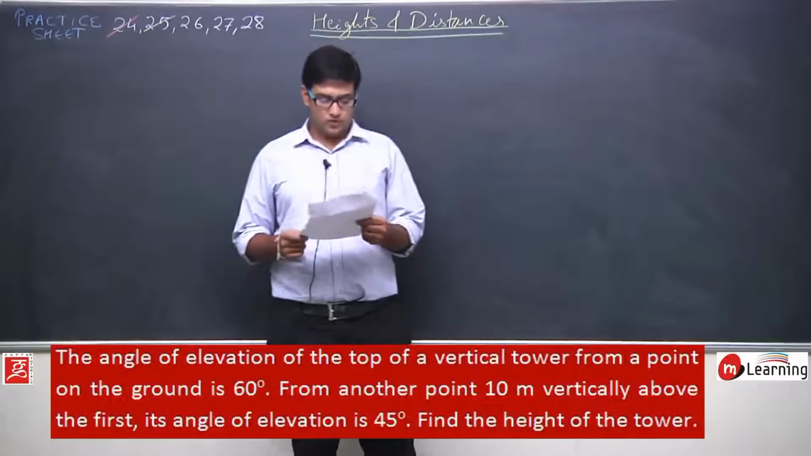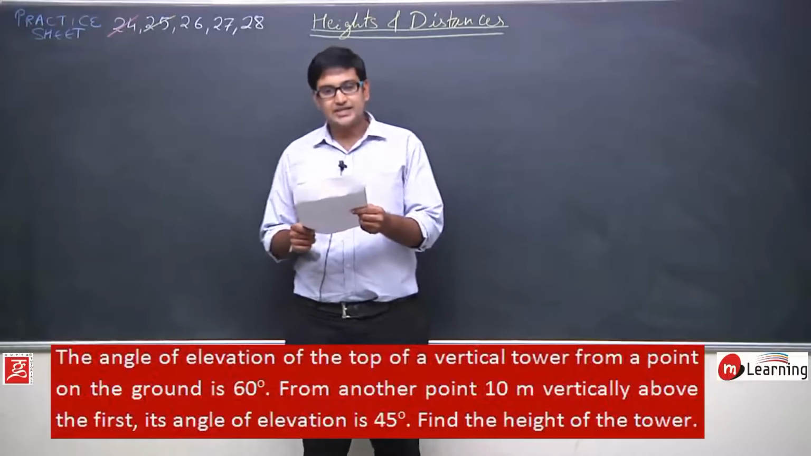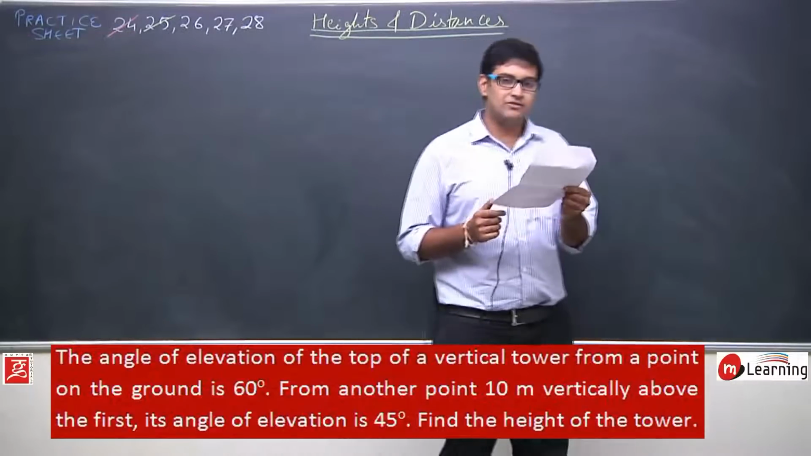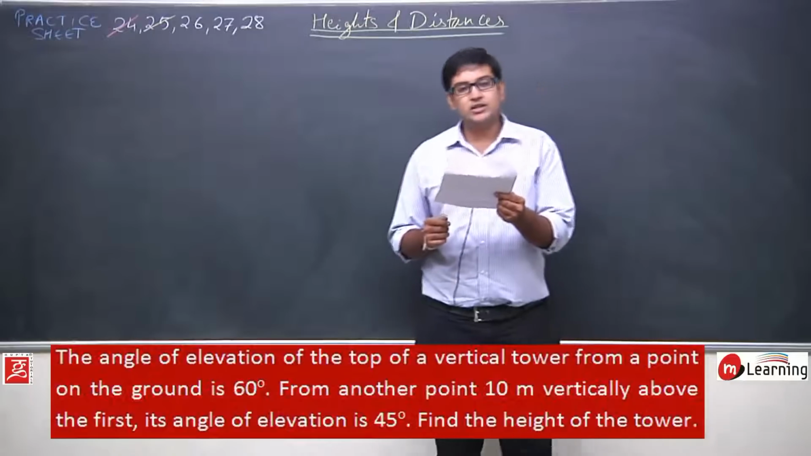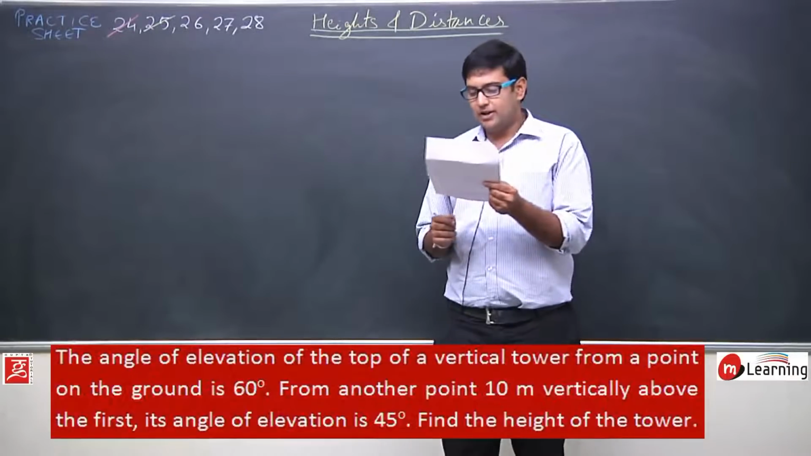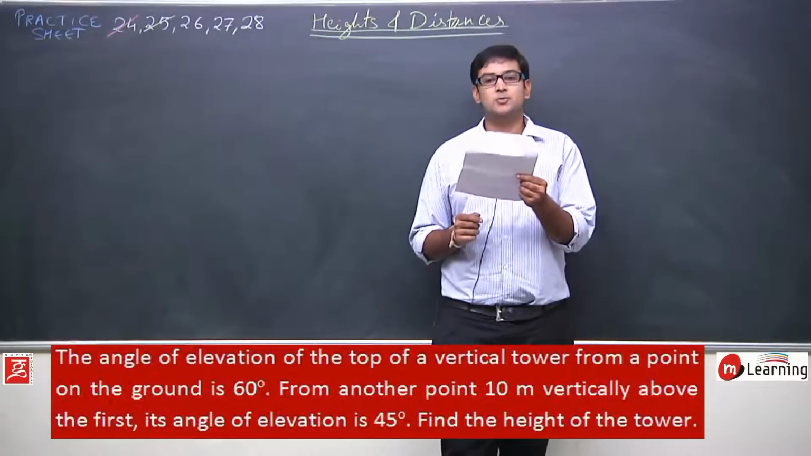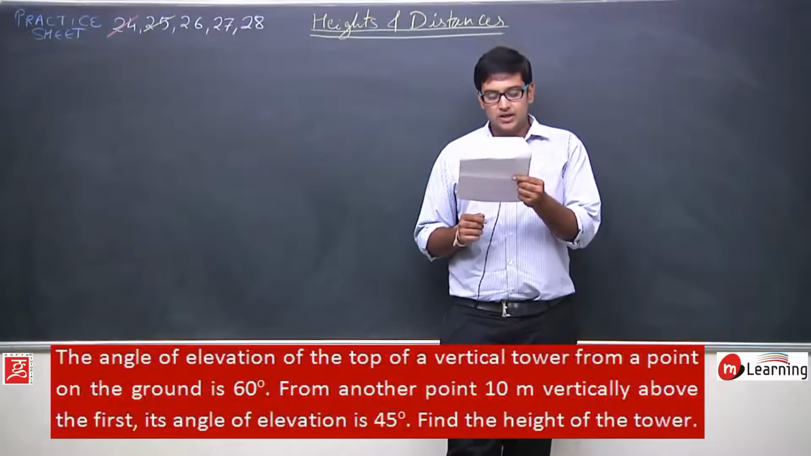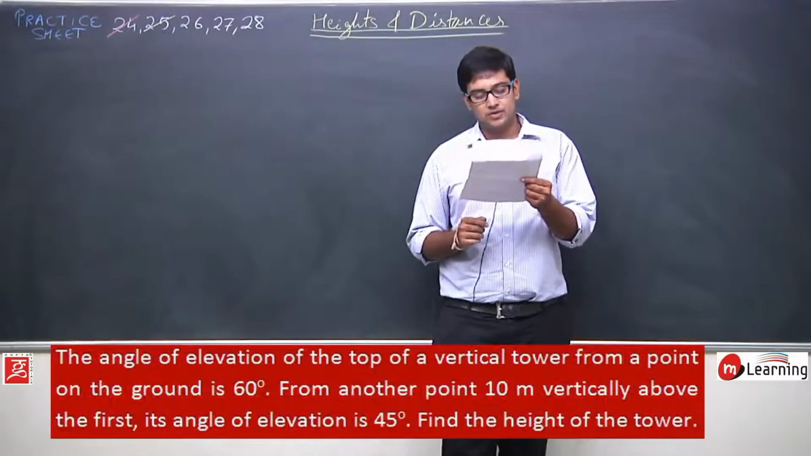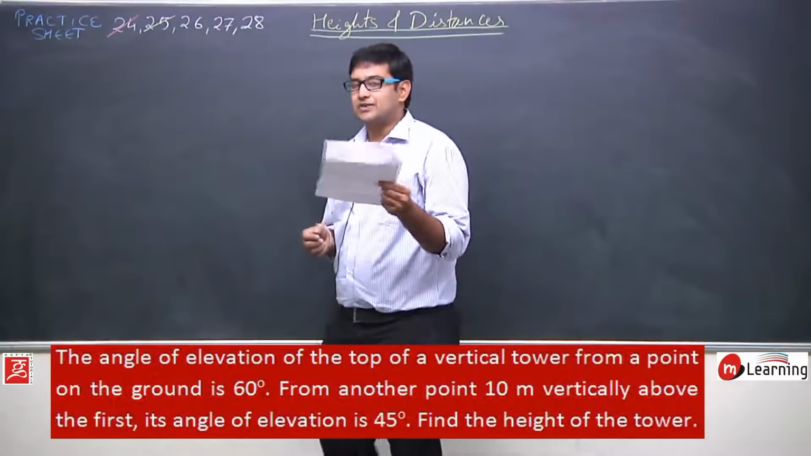Okay, let us move to the next question, that is question number 26. It says the angle of elevation of the top of a vertical tower from a point on the ground is 60 degrees. From another point 10 meter vertically above the first point, its angle of elevation is 45 degrees. So find the height of the tower.